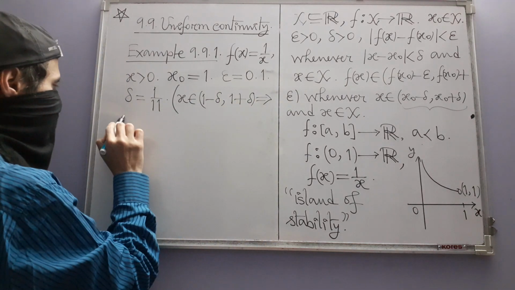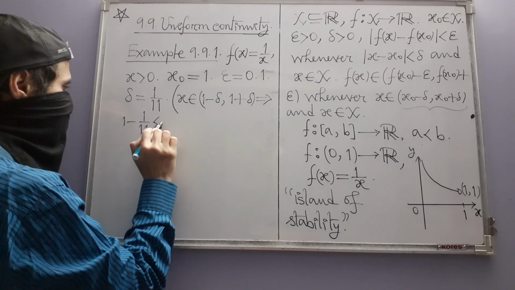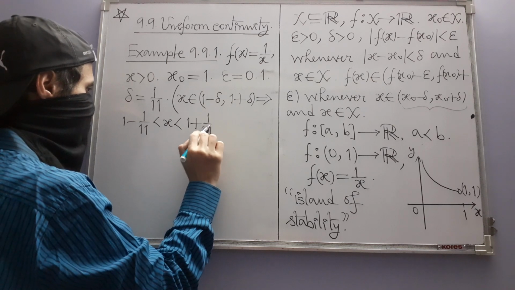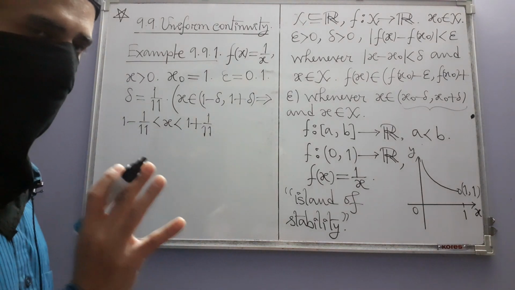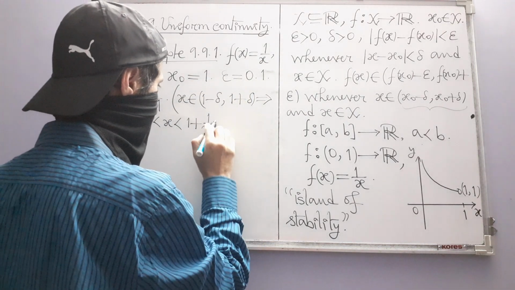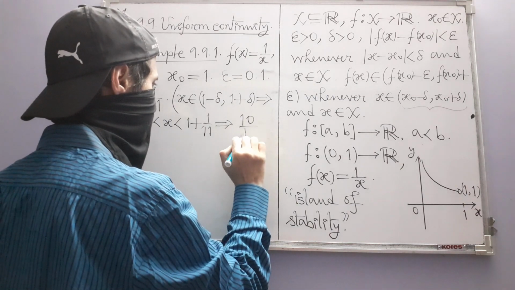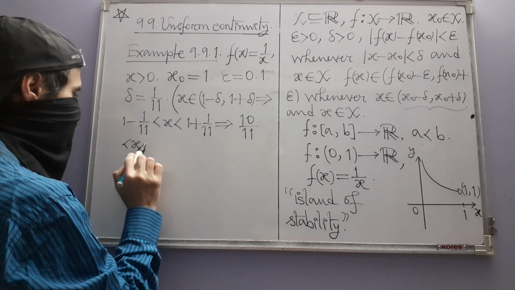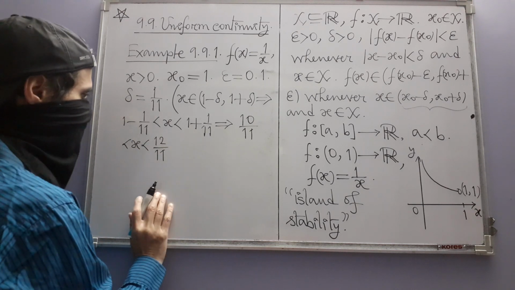This implies what? 1 minus 1 over 11 is less than x, which is less than 1 plus 1 over 11. I can leave this calculation part to you, but let's just see how it is that this delta works for this epsilon. So this means 10 over 11 is less than x, and that is less than 12 over 11.